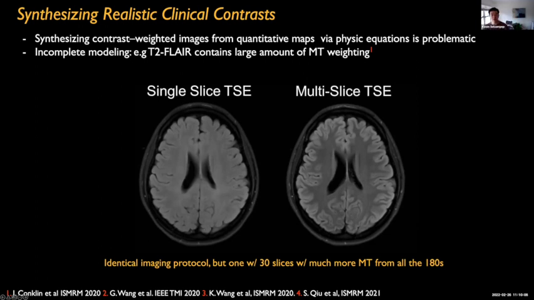Another direction related to clinical deployment is that it's important to have realistic synthesized images to get clinical contrast. This is a big issue if you're trying to use the physics-based equation to do the synthesis, because we typically have incomplete modeling, as I would like to highlight using this example here of T2 FLAIR, where for T2 FLAIR, you don't only have T2 contrast, but you actually have a large amount of MT weighting.